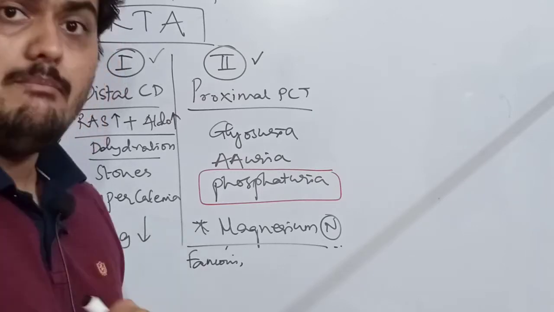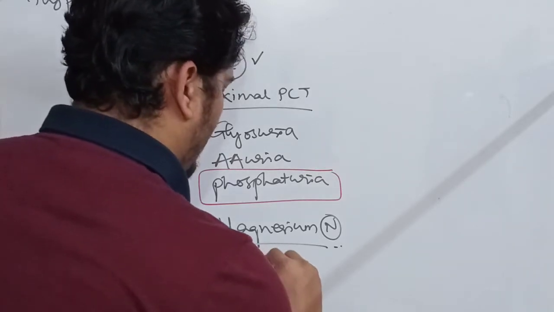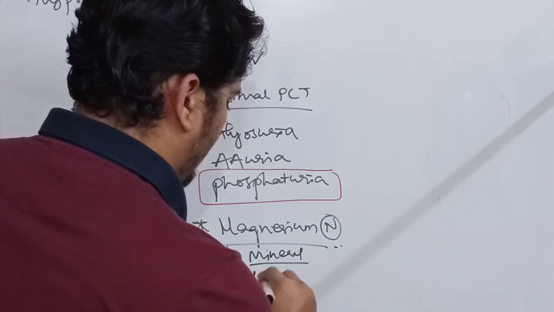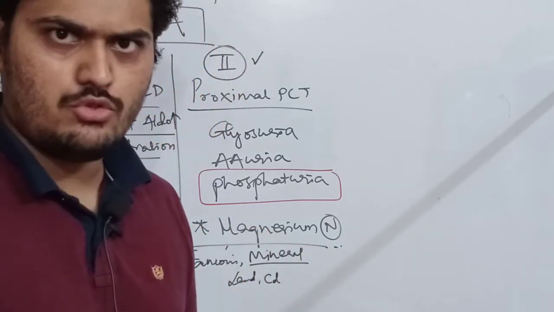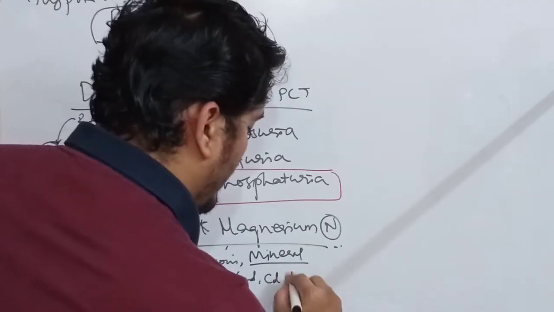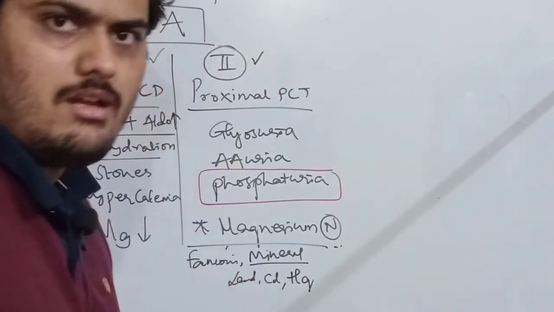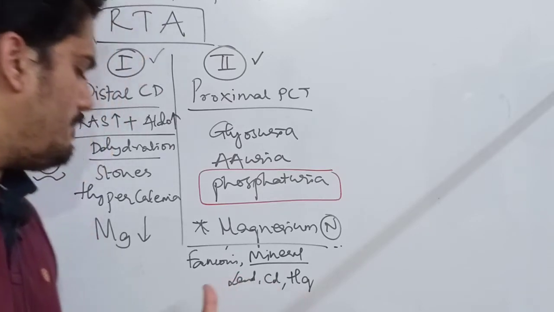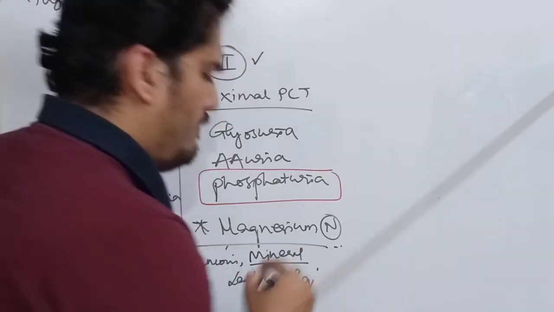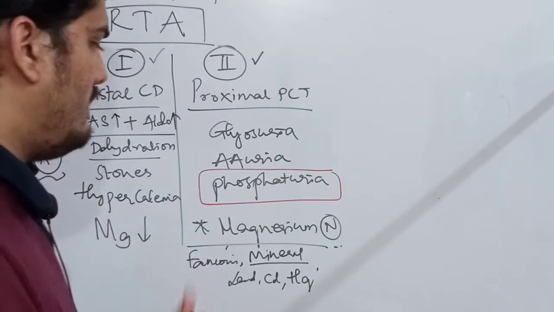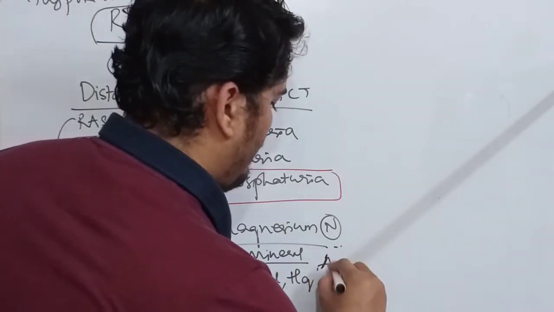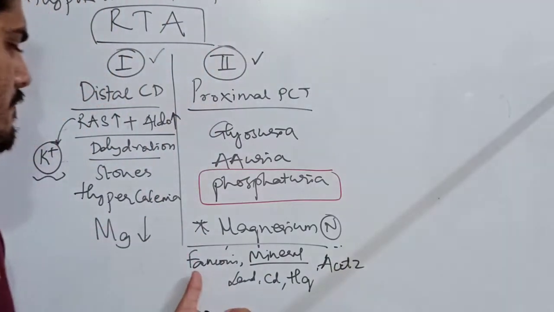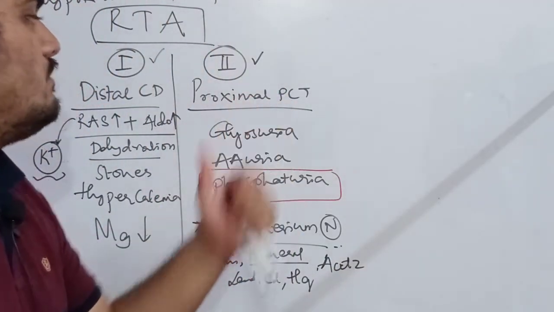Next one, there are many mineral toxicities. What are these? Important is lead. Next one is cadmium, which also causes Itai-itai disease. Next one, mercury, that is glass blowers disease. So lead, cadmium, mercury, Fanconi syndrome. And there are many drugs also which will affect this. One important is acetazolamide. So these are very important causes which lead to RTA type 2.